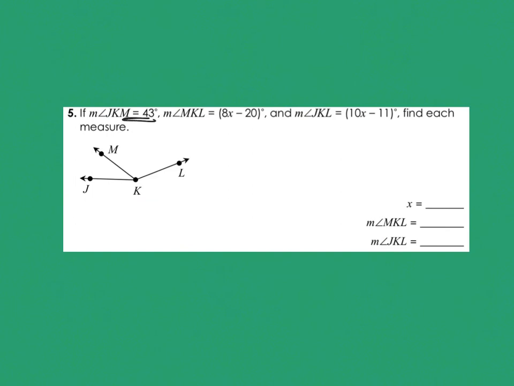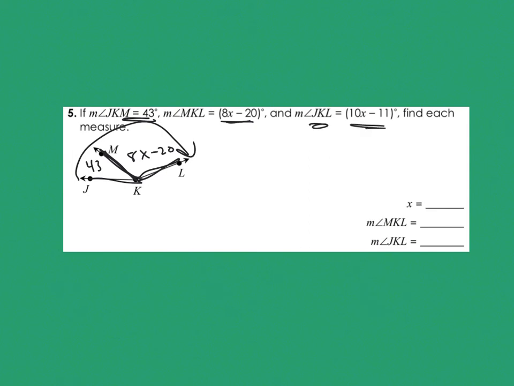JKM is 43 degrees. Well, that's JKM. That's the 43s right there. MKL is 8x minus 20. So MKL is this one right here. So I'm going to put 8x minus 20 so you can see it. And then JKL is the big guy, right? So the big guy is 10x minus 11.